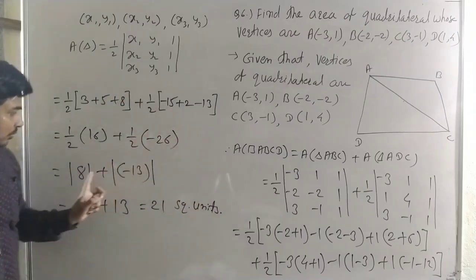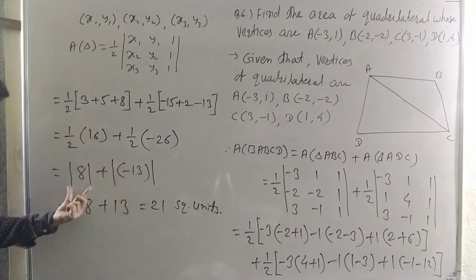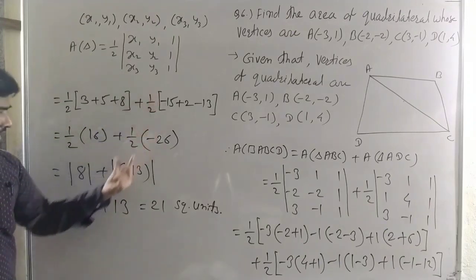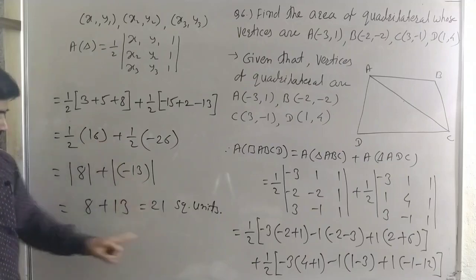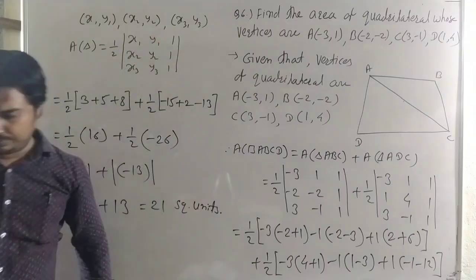Okay. Here we can take the addition of the areas. The area of the first triangle is 8 and the area of the second triangle is minus 13. So we get the correct answer, which is 21. Okay, see this carefully.